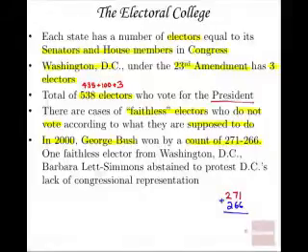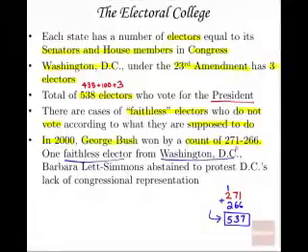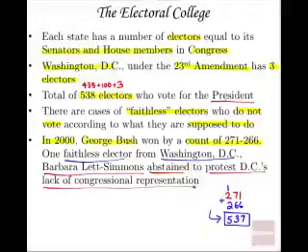Let's do a little bit of math right here. I know this is not math class, it's not calculus, but it's good to know a little government math. 1 plus 6 equals 7. 7 plus 6 equals 3. Carry the 1. And you have 537. So where did that 1 vote go? That 1 vote was the faithless elector from Washington, D.C., a woman by the name of Barbara Lett Simmons. She abstained to protest D.C.'s lack of congressional representation. So the count should have been 271 to 267.